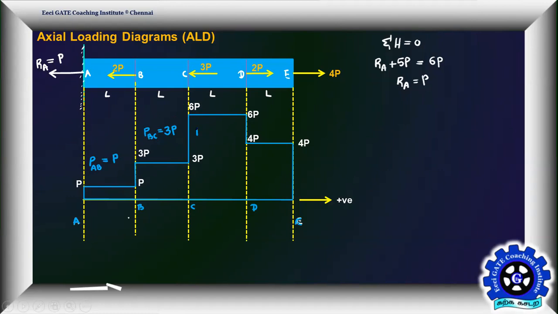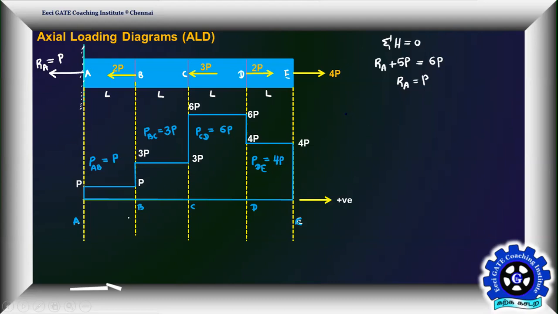Okay. PCD is how much? 6P. It is as per our discussion; I have drawn the figure. I am asking the load in the portion DE. What is the load in the portion DE? How much? 4P. Good.